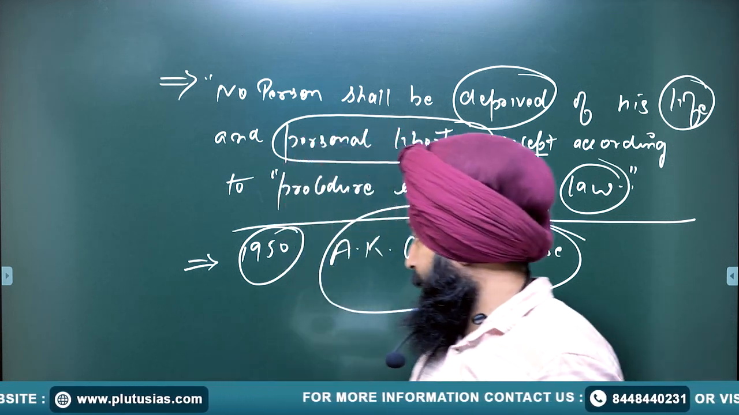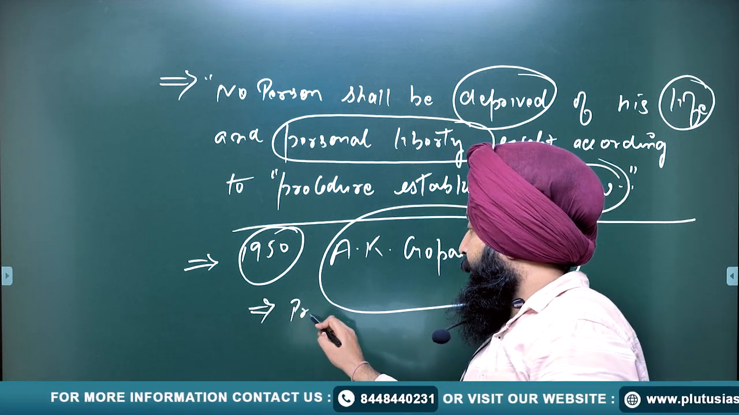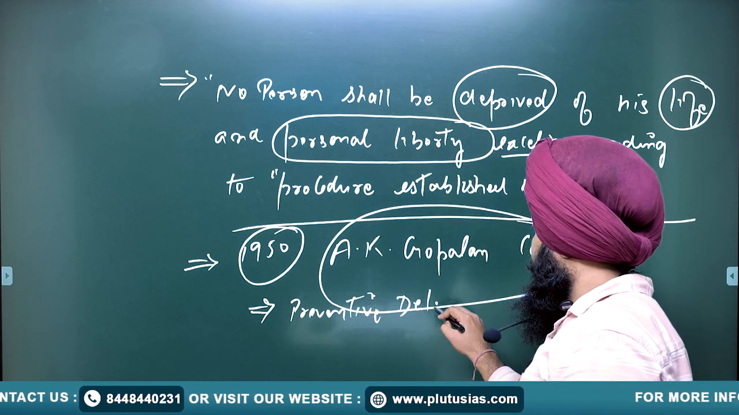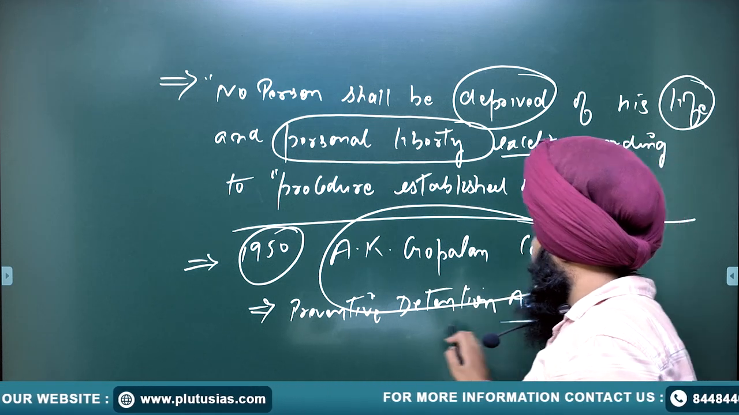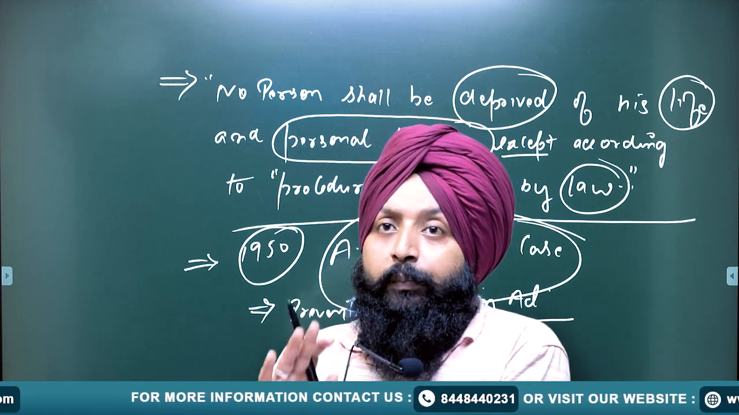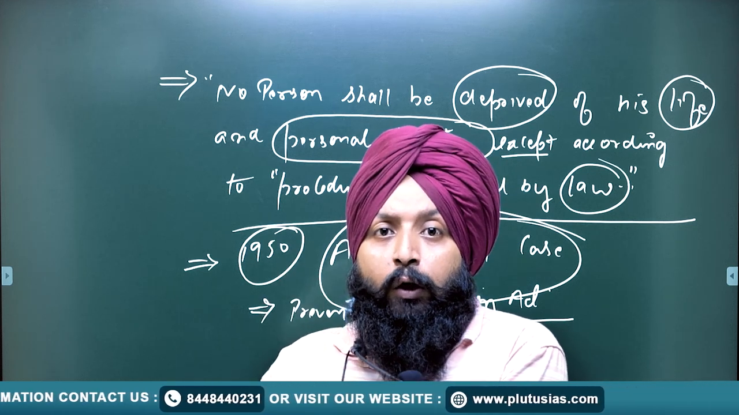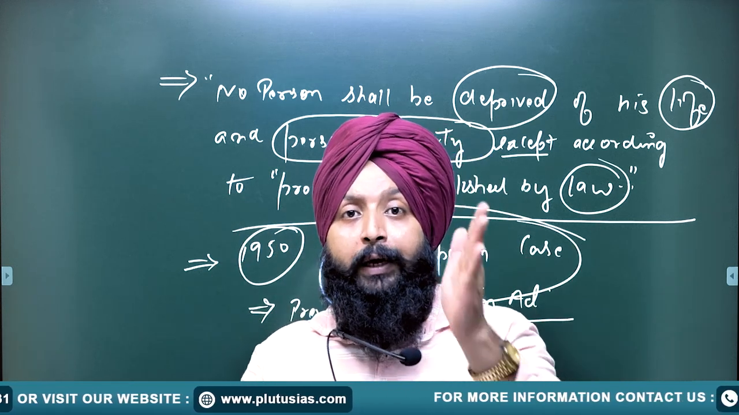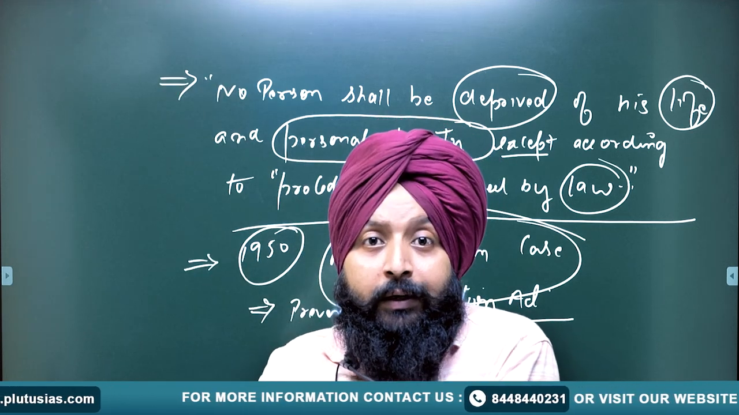Now, the case was, in India, we had a preventive detention law, the Preventive Detention Act. In short, what is preventive detention? Preventive detention means detention or arrest of a person on the grounds not of him having committed a crime or an offense, but on the grounds that he can possibly commit a crime in future.